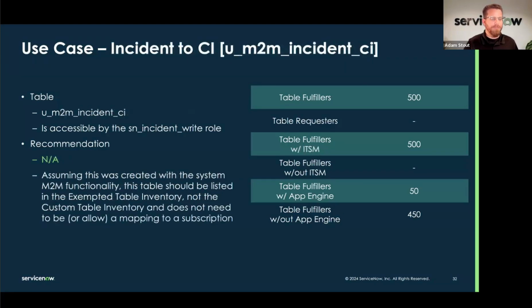Next, I have M2M incident CI. The recommendation is actually put a case in, because this shouldn't be in your custom table inventory. It shouldn't be something you want to do. It should be in the exempted table inventory. It does not matter how many fulfillers there are. It doesn't matter what the roles are. It should be exempt, and it won't matter, because again, user created doesn't always equal custom.